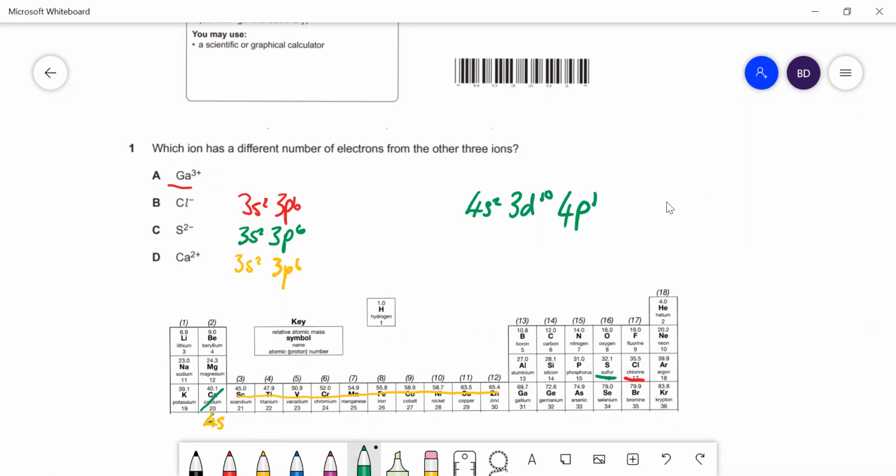So the 3+ ion is going to lose 3 electrons. It will lose the first from the 4p and the second from 4s. So the electronic structure of gallium will have 10 lots of 3d electrons. So gallium is different. That is the answer there.